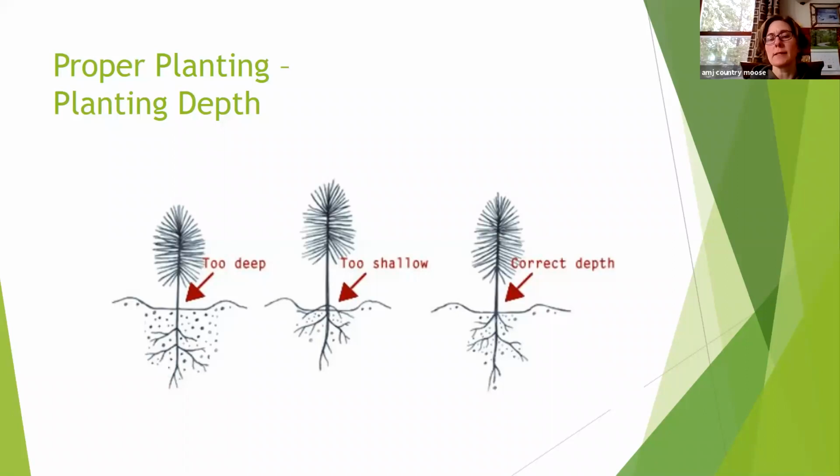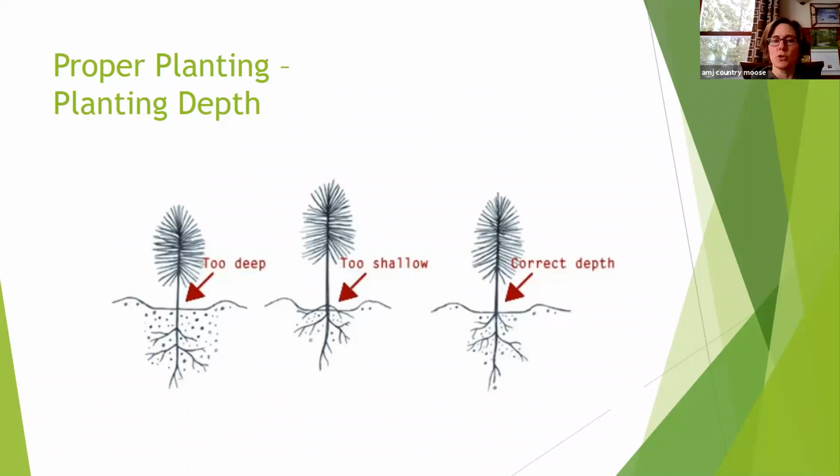The roots are facing downward. We don't want them to be looping back up towards the sky in a J, because the roots are going to grow in the direction that they are in the soil. So if they're facing upwards, they're going to continue to grow upwards. And if they grow up out of the ground, those roots are going to die from the air, and it's going to hinder your tree. So we want to take that into good consideration and make sure we're planting them correctly.